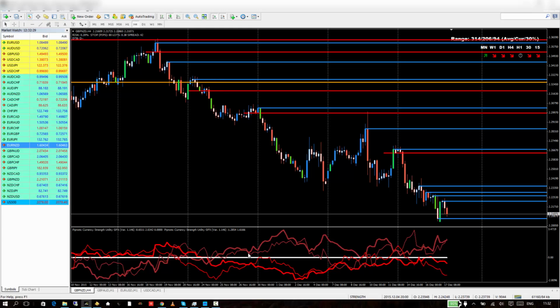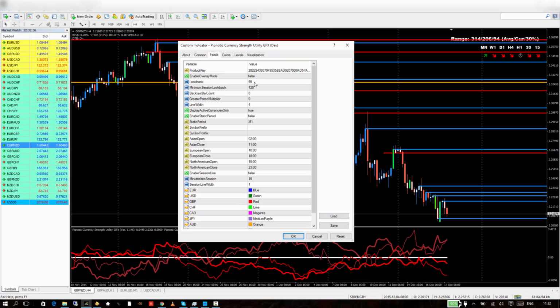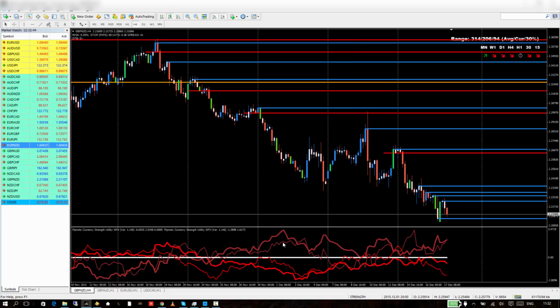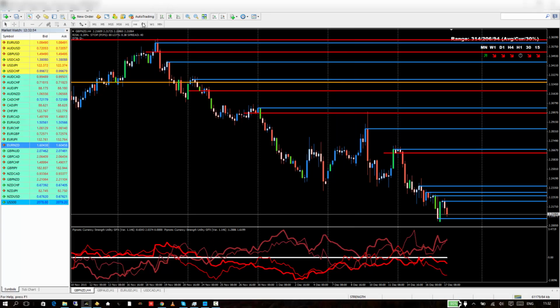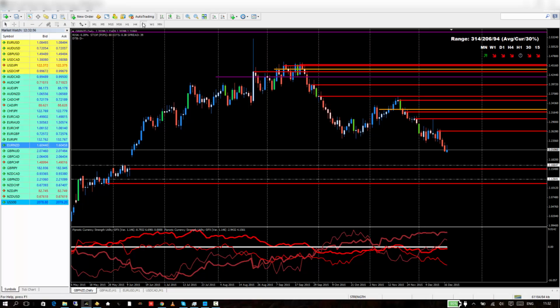The strength information, I have this down at the bottom. This is set to 55 on the thicker line, which is a slower, more profound strength reading. Then I have this one set to 21, which is the thinner, and this enable static period is set to false, so that this will change when I change the period. As you can see here, you can see what's going on.